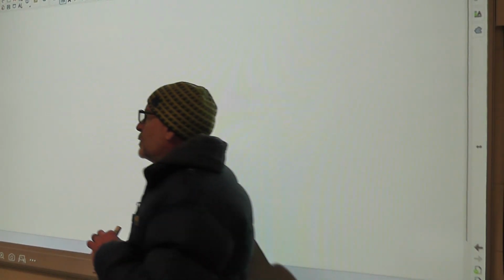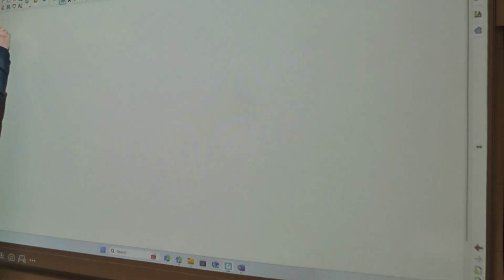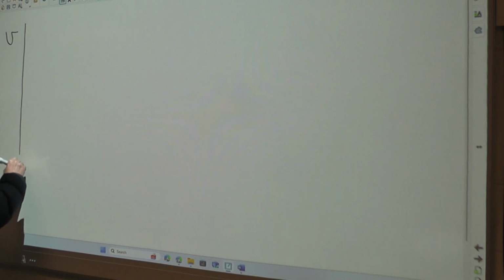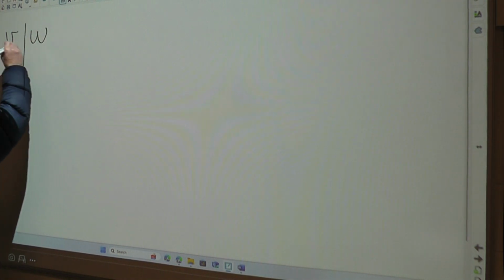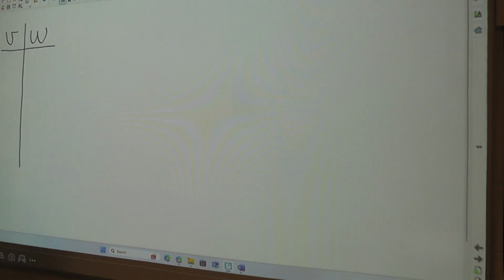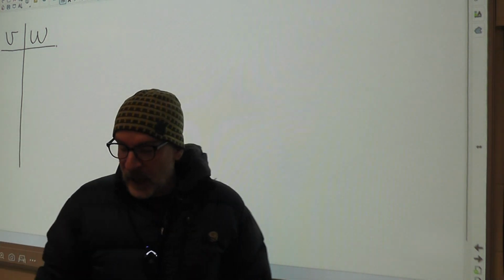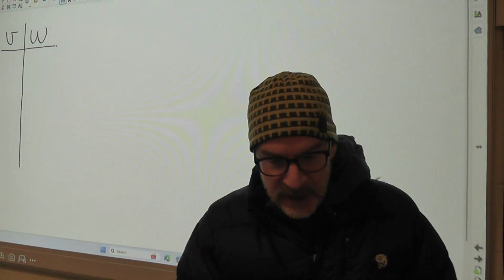Right, so what we want to do is figure out the relationship between linear velocity, which is v, and angular velocity, which is that weird omega thing. So how do we find this? Well, let's just collect some data.